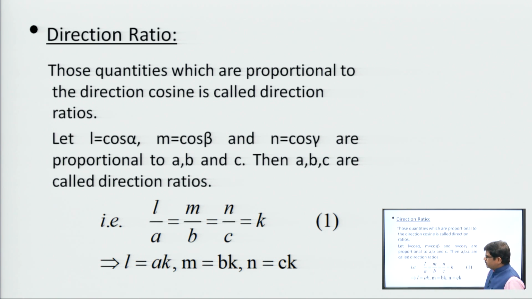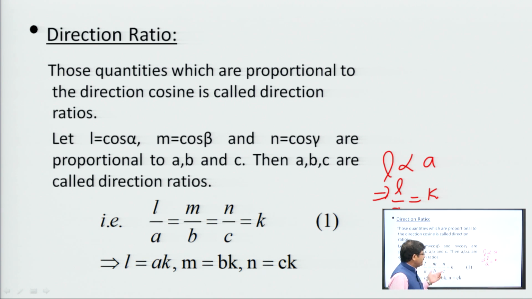Direction ratio: those quantities which are proportional to the direction cosine are called direction ratio. Let l equals cos alpha, m equals cos beta and n equals cos gamma be proportional to small a, b, c. Then small a, b, c are called direction ratios, that is l upon a is proportional to l proportional to a, implies l upon a is constant, you write k.